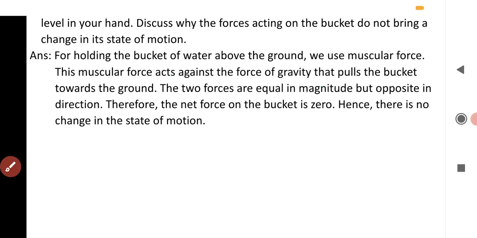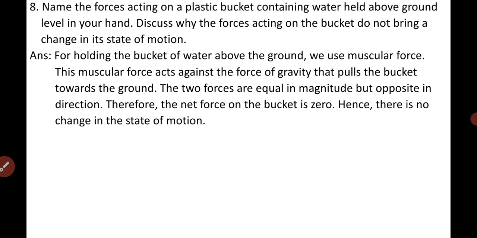Because you are pulling, right? You are pulling the bucket of water upwards. So the two forces are equal in magnitude but opposite in direction. That is why there will be no change in its state of motion. Therefore the net force on the bucket is 0.